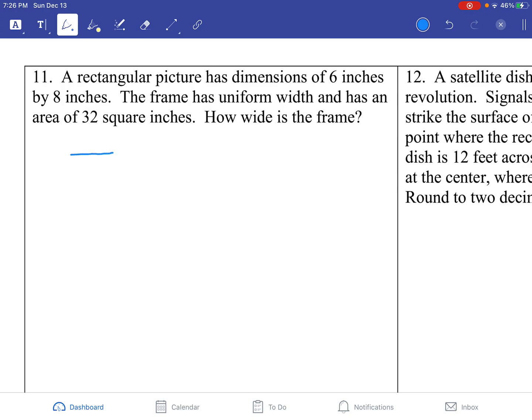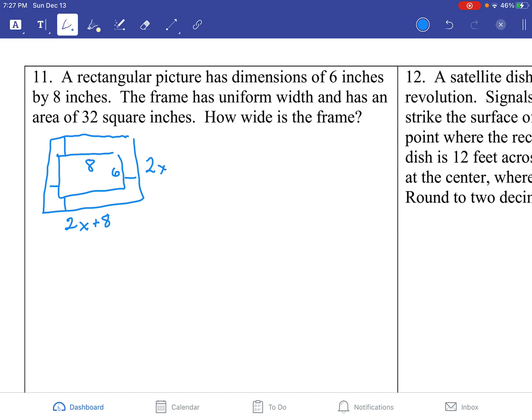So we have a rectangular picture, has the dimensions of 8 inches by 6 inches. So here's our picture. There's 6, there's 8. All right, and has a frame around it of uniform width. If each side is x of the frame, then this is going to become 2x plus 8 and 2x plus 6. Okay, because each side is x. So if you add across, x plus x is 2x plus 8 is the width, and then x plus x plus 6 is 2x plus 6, which is the height of the rectangle.